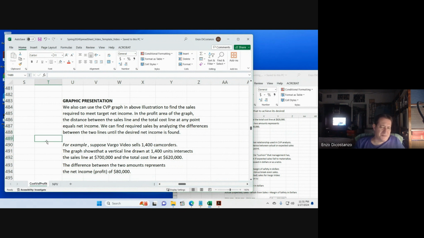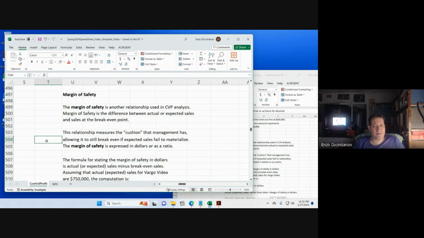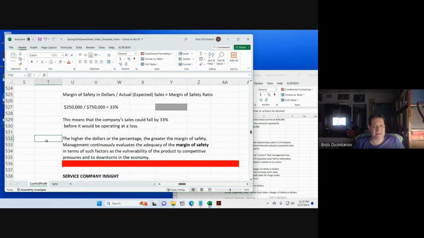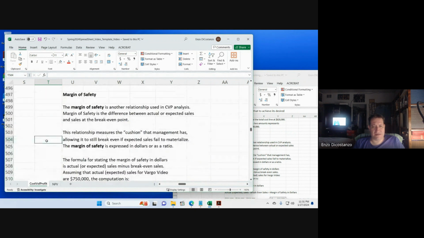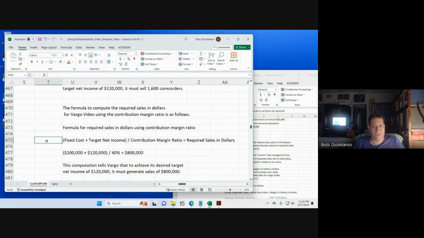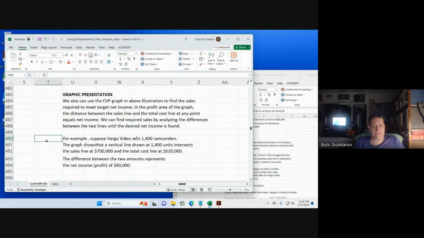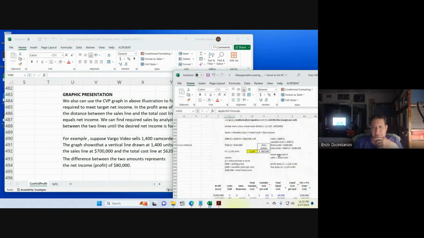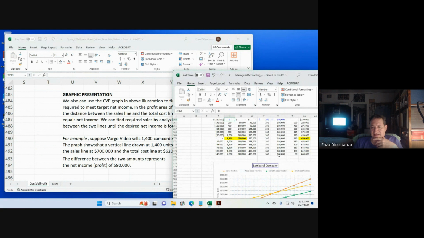Now, another example would be we're going to work at the quantity of 1,400. We'll work at that quantity and see where we get with that quantity. At 1,400, now I'm trying to recall, did I designate anything there? I did not.